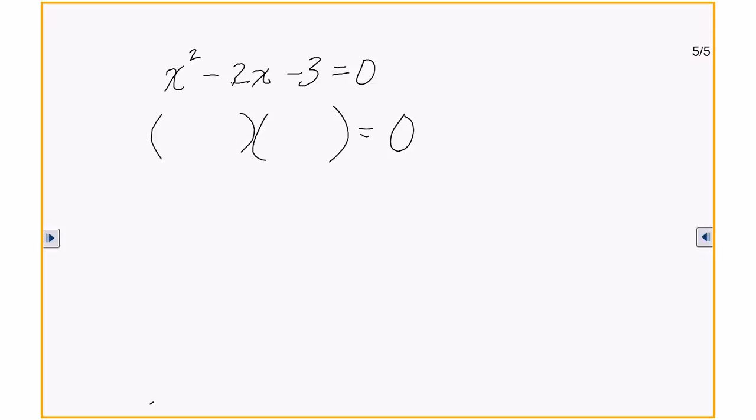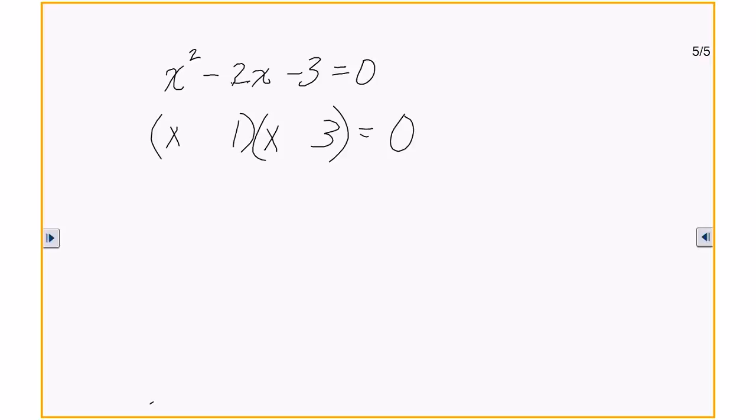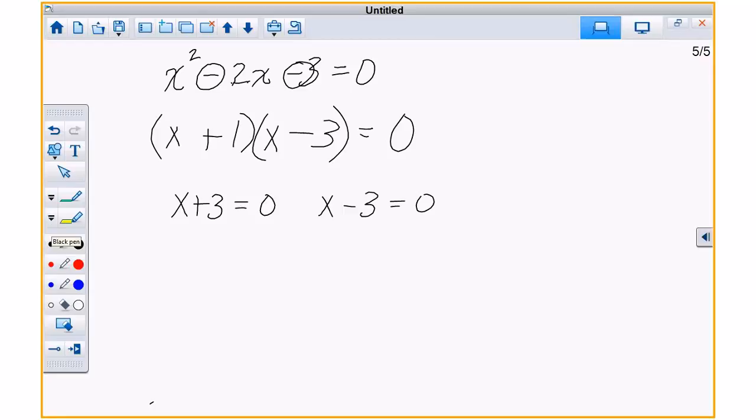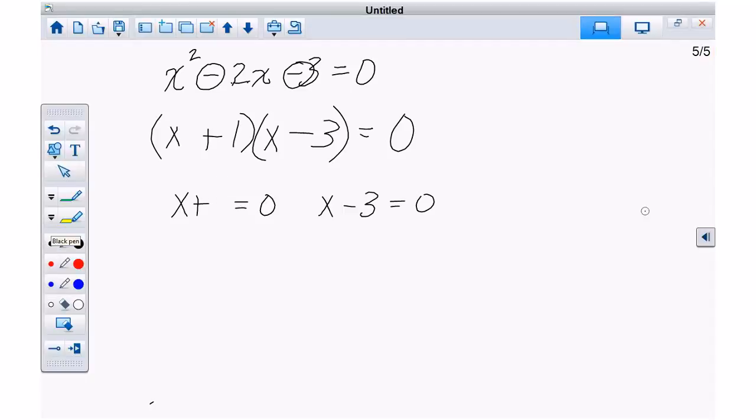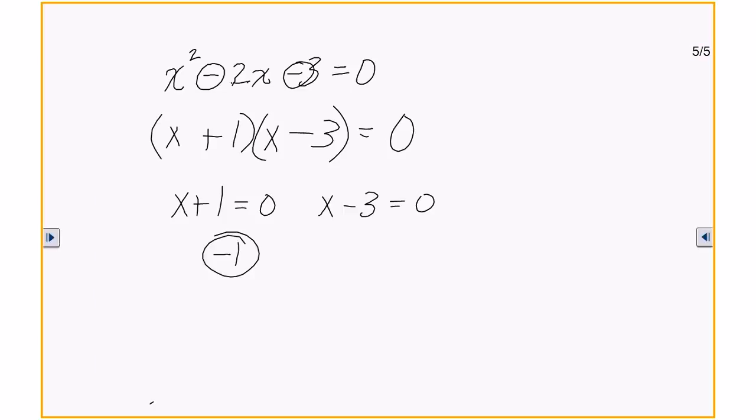Alright, so X and X, 1 and 3. We got to have a negative, so therefore the negative will go with the 3 because it's the biggest number. And this says like or unlike? Unlike, so that's a positive. So X plus 3 is equal to 0. X minus 3 is equal to 0. I'm sorry. I don't know where that 1 turned into a 3. I don't know how that happened. Must be the alcohol. That'd be a negative 1, and that'd be a positive 3.